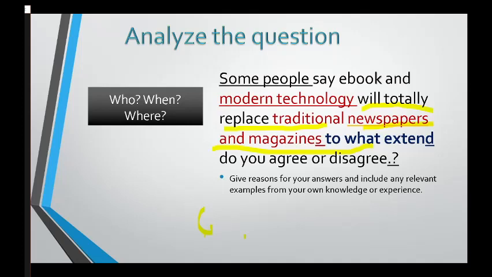When are we talking about here? This is nowadays, obviously. Now, where? All over the world. What part of the question? It's this part. E-books will totally replace. Totally replace means printed newspapers and magazines will go away.